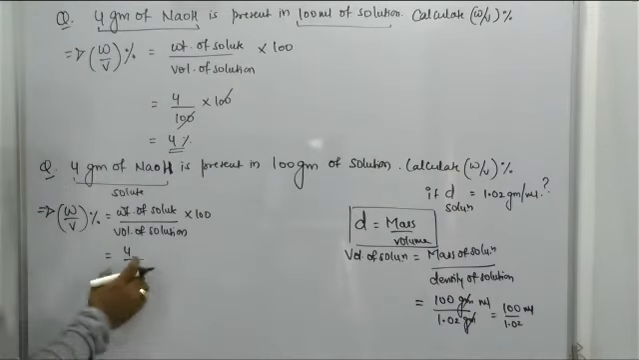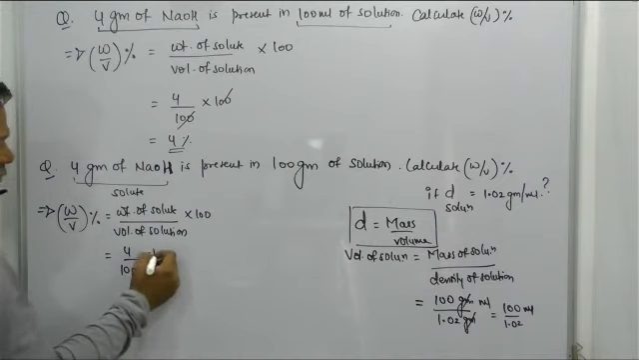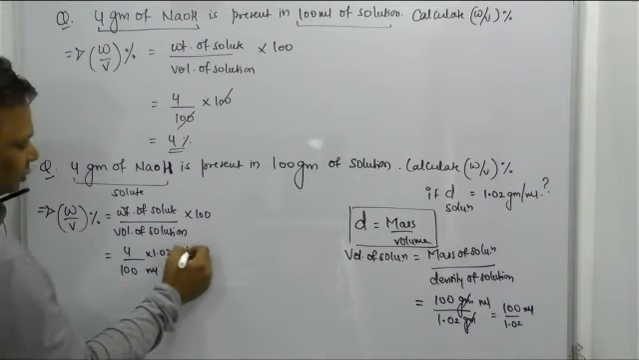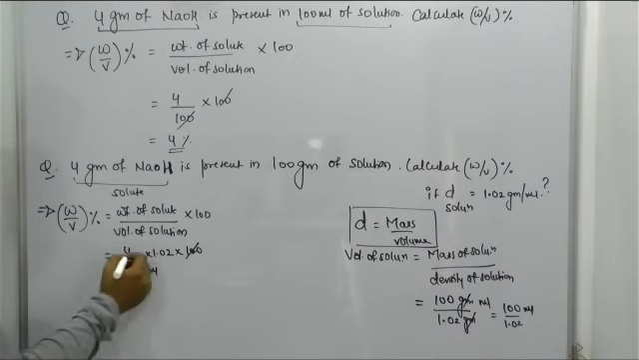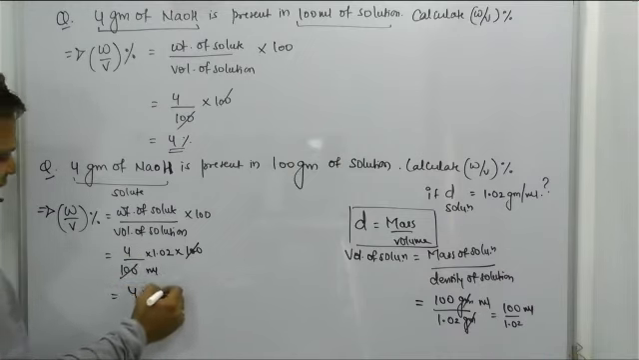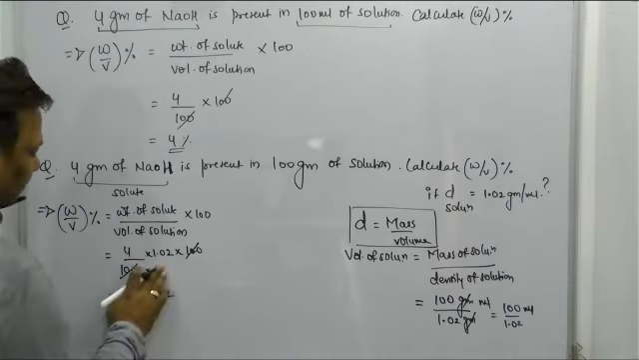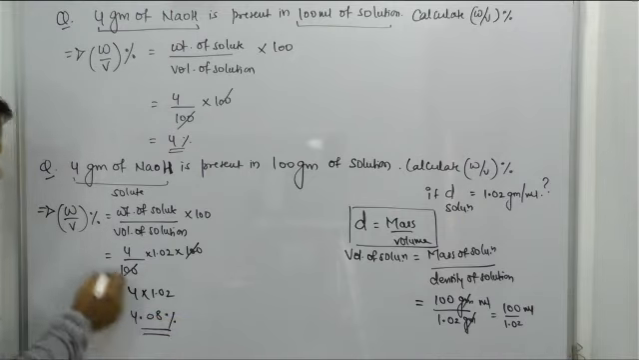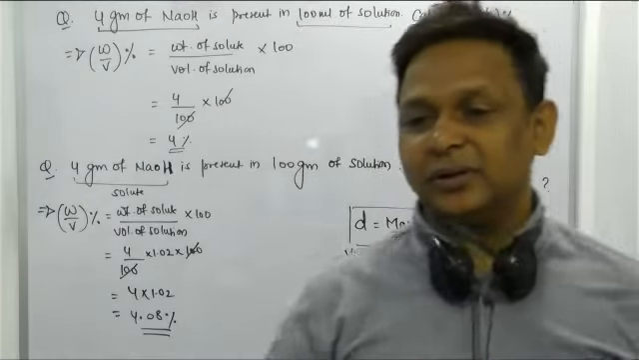This volume of solution you have to substitute here. What is it beta? 100 by 1.02. It comes in the numerator, right? It is ml into 100. Beta, 100 and 100 get cancelled. What we are getting? 4 into 1.02. Is it clear beta? 4 into 1.02, and if you solve it, 4.08% is the weight by volume of the given NaOH solution. Is it clear?